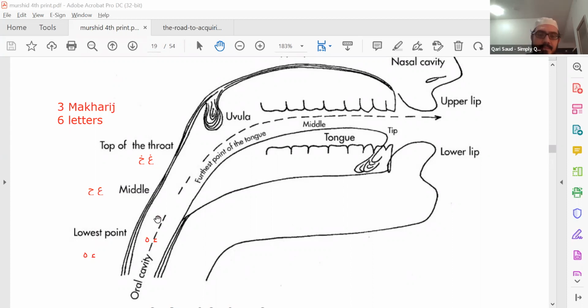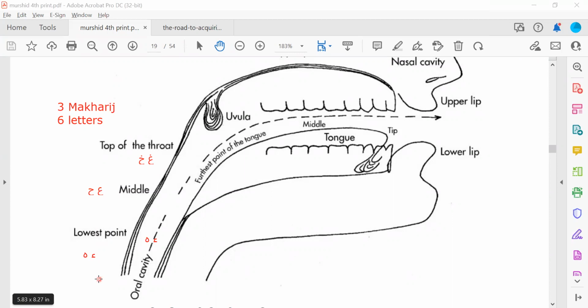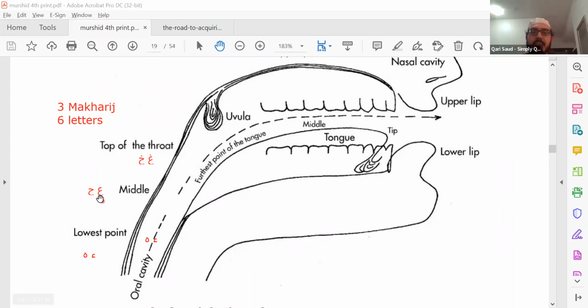Okay. Now, everyone, go back to the hamza and say ha right away, because they come from the same place. Ha. Okay, middle. Ayn, ha. Top, ghayn, kha.